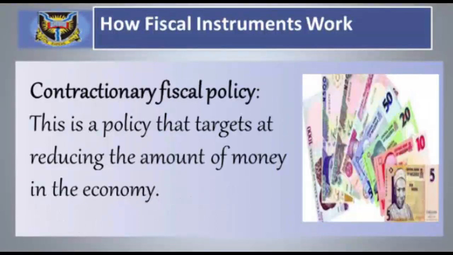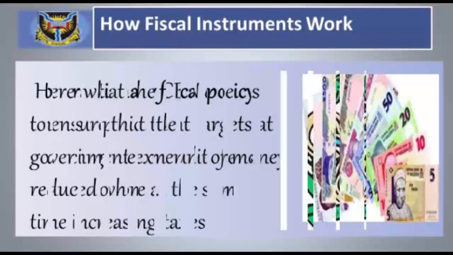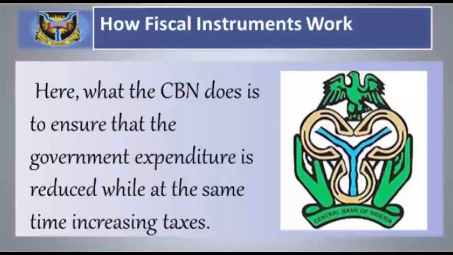2. Contractionary fiscal policy. This is a policy that targets reducing the amount of money in the economy. Here, what the CBN does is to ensure that the government expenditure is reduced while at the same time increasing taxes.